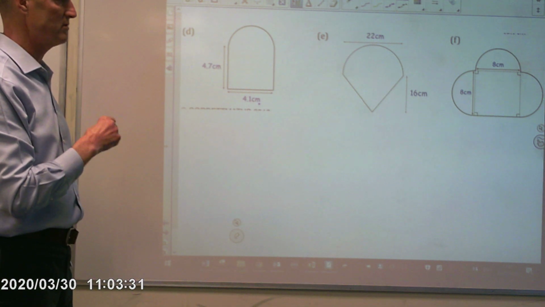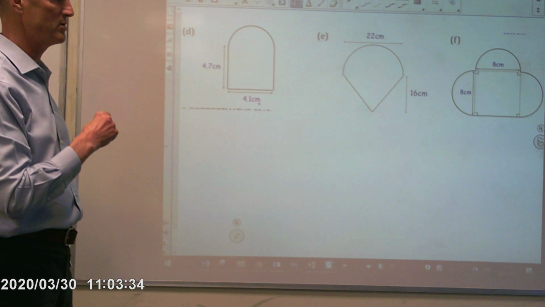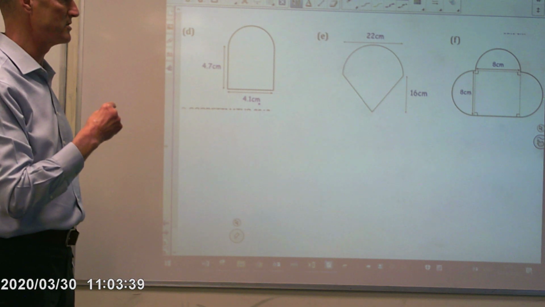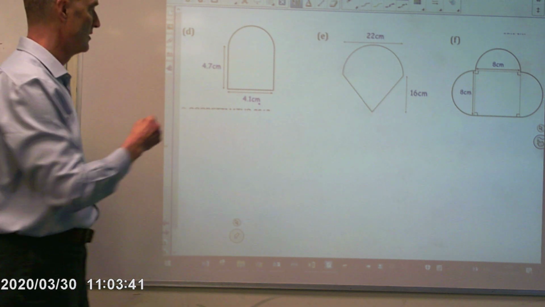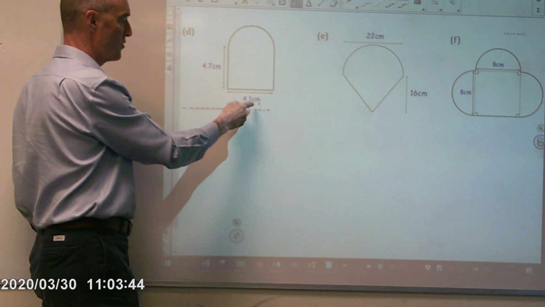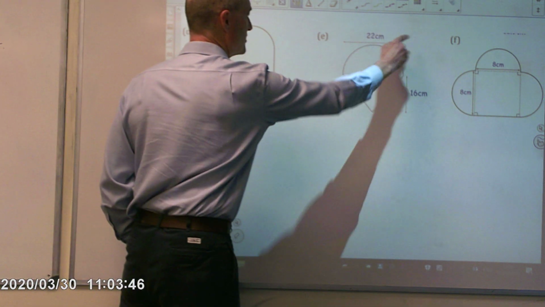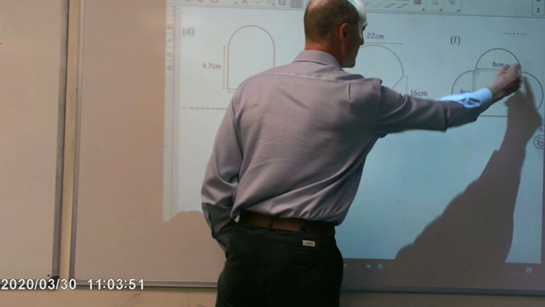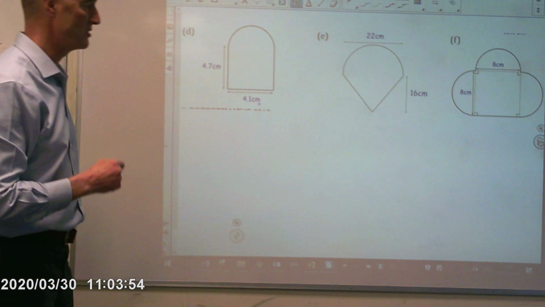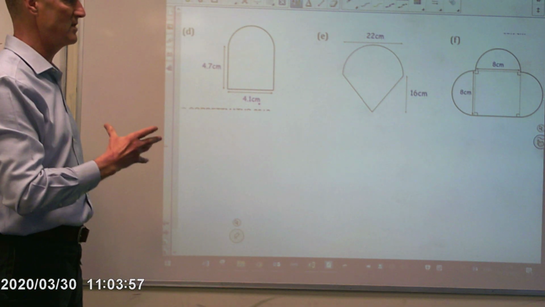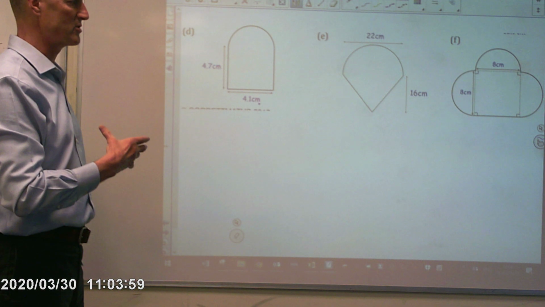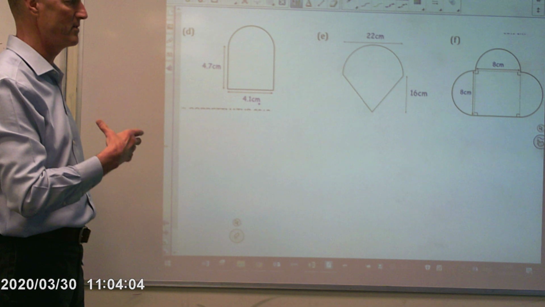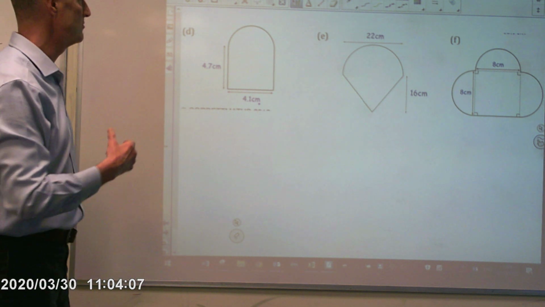Stop the presentation, try and work through those examples and see what you get as solutions, and then I will work them through when you restart your presentation. I will work them through with you. 4.7 centimetres, 4.1 centimetres. 22 centimetres, 16 centimetres. 8 centimetres, 8 centimetres. So those are your dimensions that you need to work with. You've got all the information you need there, so make sure you've got those examples copied down, and then stop your presentation, have a go at them, and then when you restart, I will work through the solutions with you.